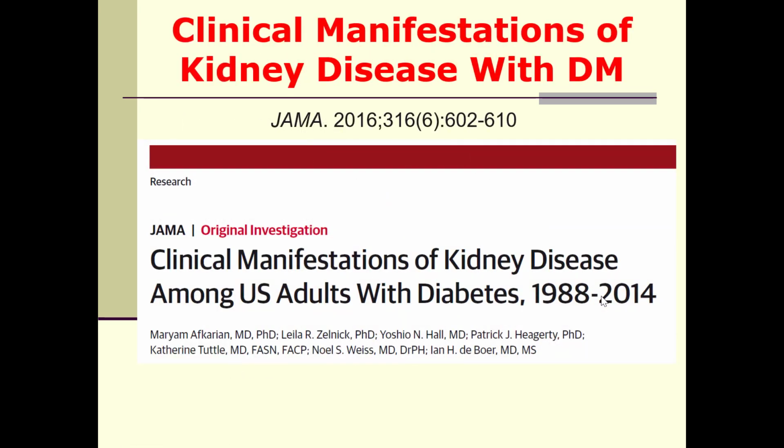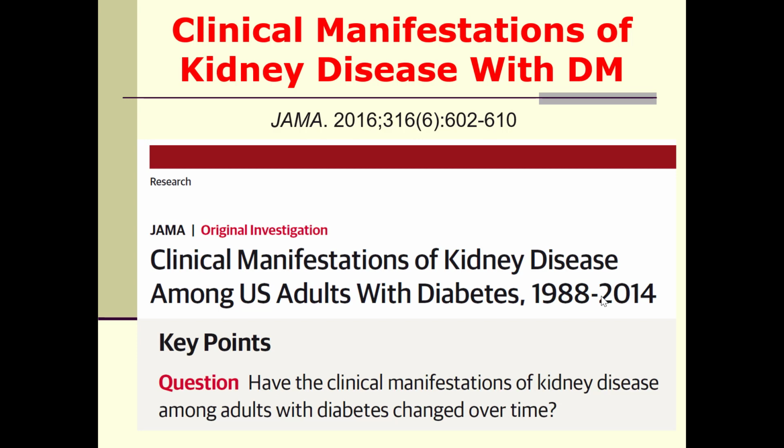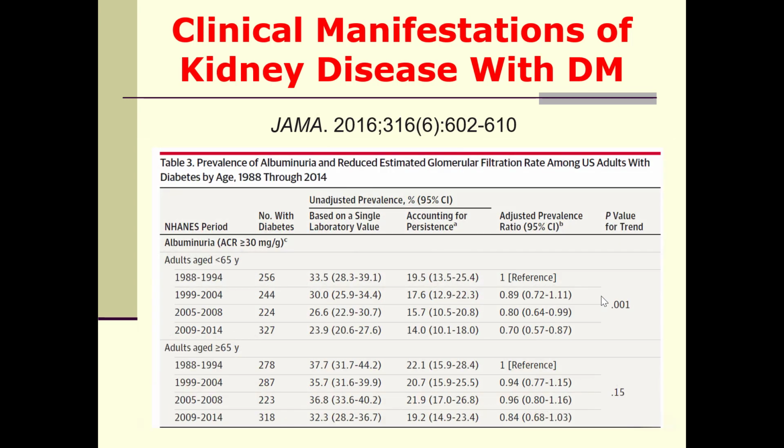What about clinical presentations? This is an important article because it addressed the United States Renal Data System evolution in diabetes. The question of this article: have the clinical manifestations of kidney disease among adults with diabetes changed over time? And the data showed that if we look at albuminuria exceeding 30 milligram albumin per gram creatinine, what is there here?